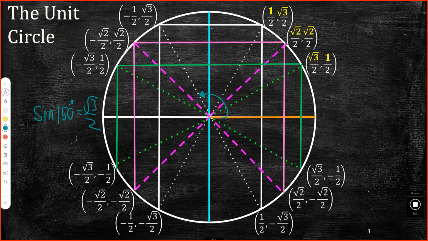Sine of 150 degrees. Did I just say 150? 120. 90 plus 30 is 120. Sine of 120 degrees. Put this in a calculator and you're going to get 0.866. Put sine of 120 in a calculator, you're going to get 0.866.